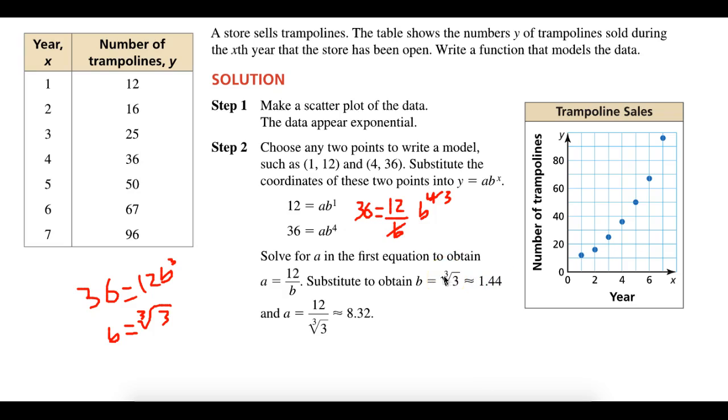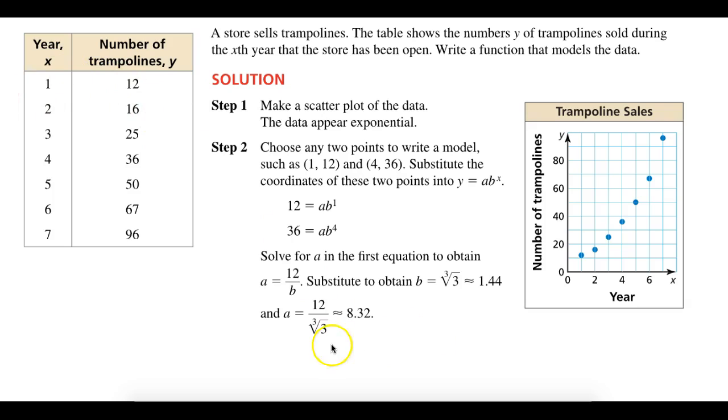Now, when we take that back into a equals 12 over b, and divide 12 by the cube root of 3, we get a is roughly 8.32. So we're doing the same steps as before. This time we just pulled our data from a table. Now we've got our a and b values, roughly rounded off to 2 decimal places. If we plug them back into our standard form of y equals ab to the x power, we get y equals 8.32 times 1.44 to the x. And that's our exponential function that models our data.